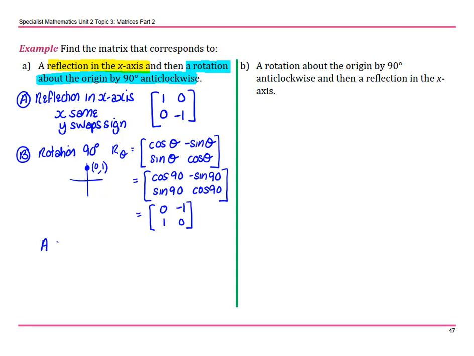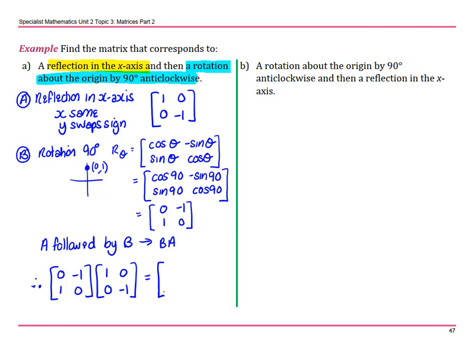Now we want A followed by B, which means we're going to have to do B times A. So therefore, we've got [0, -1; 1, 0] multiplied by [1, 0; 0, -1]. Cross the row down the column: 0 times 1, -1 times 0, is 0. 0 times 0, -1 times -1 is 1. 1 times 1, 0 times 0 is 1. 1 times 0, 0 times -1 is 0.